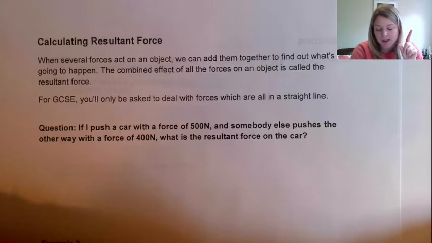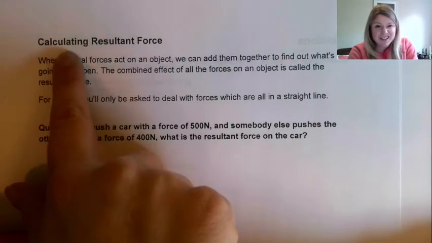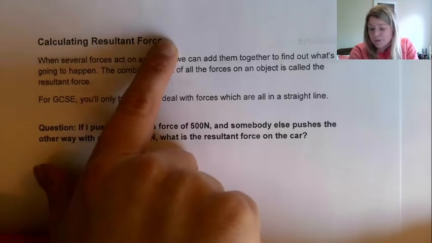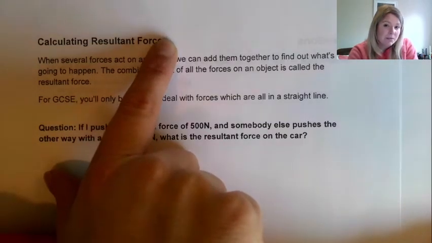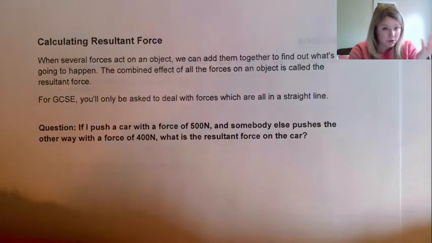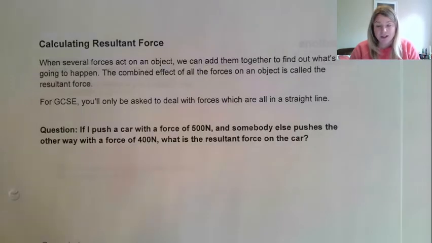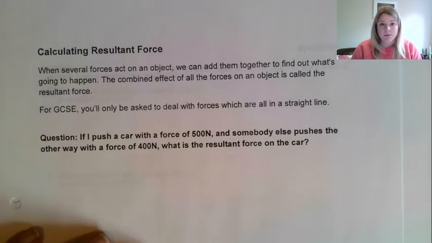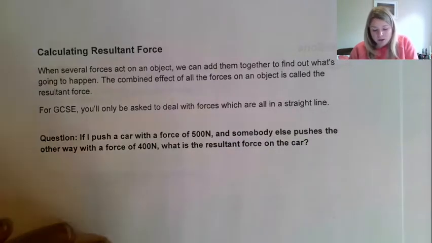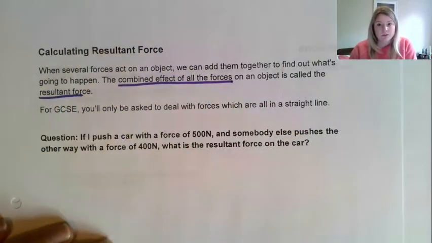But before we do that, we need to make sure that we know how to calculate a resultant force. I did this a little bit last lesson, whenever we looked at the forces that were acting on something, I said that's going to be a resultant force of 4 to the right or whatever it was. When several forces act on an object, we can add them together to find out what's going to happen. So the combined effect of all the forces on an object is called the resultant force.